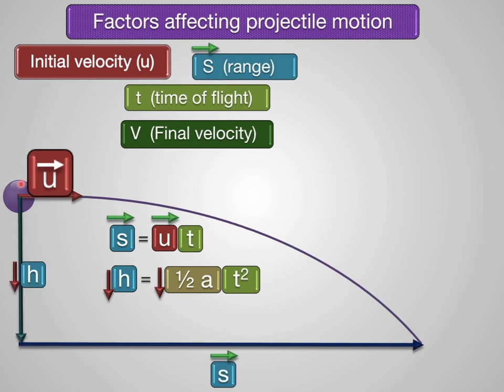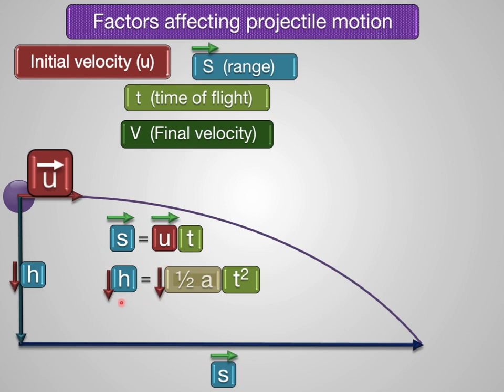I have changed just the initial velocity, I have increased. Nothing happened to the height of the projectile, so h remains the same. And acceleration. Acceleration is always 9.81. Whether you throw with a small velocity or a big velocity, the acceleration is going to be same throughout.